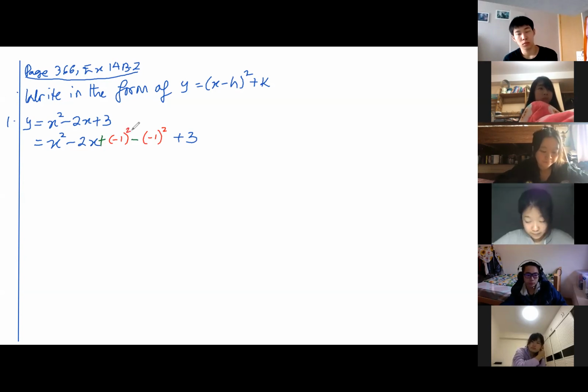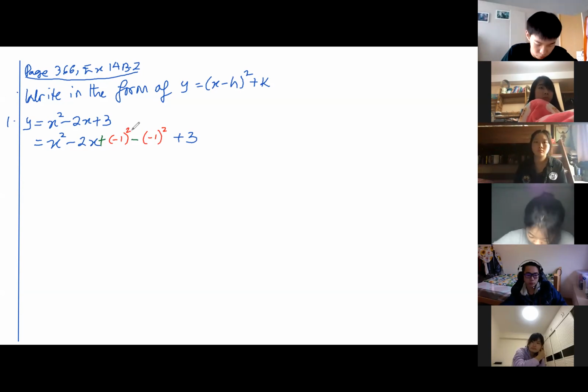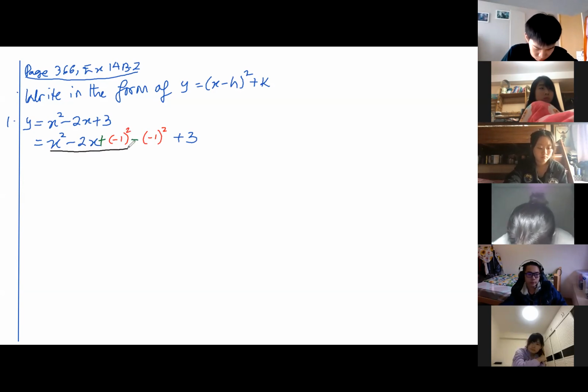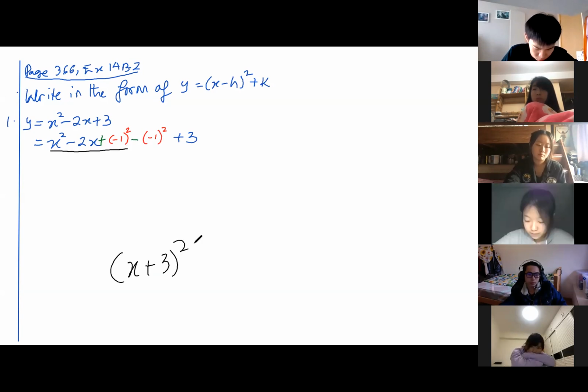Good. All right. So with this, the first 3 is a square. Why do we say that? If you do x plus 3 squared, it's not going to give you x squared plus 9.